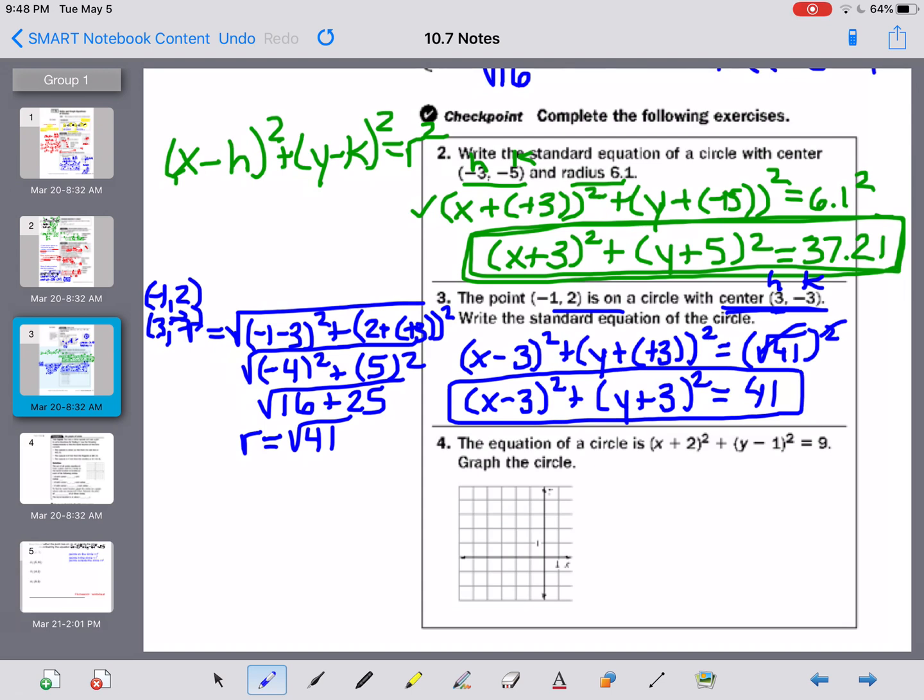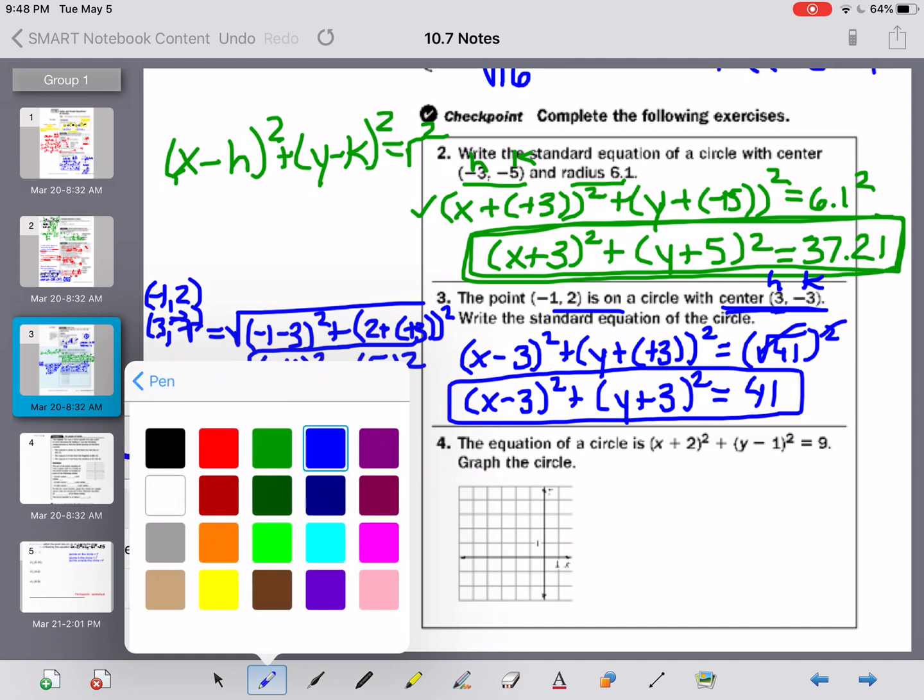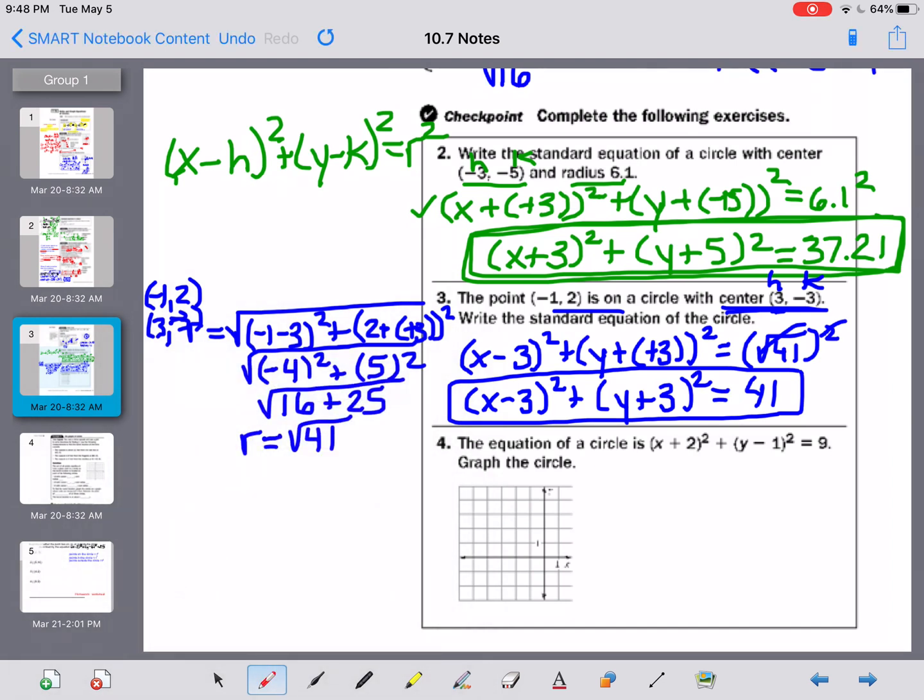All right, next one is a graphing one. Just like when we go to write the equation of a circle, when we go to graph the equation of a circle, I still need two things. I need to know my center, and I need to know my radius. This time I'm looking at the equation that's already written to find my center. My h comes from here, my k comes from here, always opposite the sign that you see. So if I see a +2, my h is going to be -2. If I see a -1, my k is going to be a +1. So my center's at -2, 1.